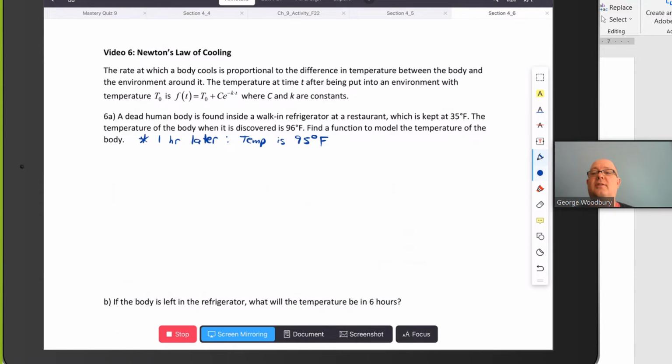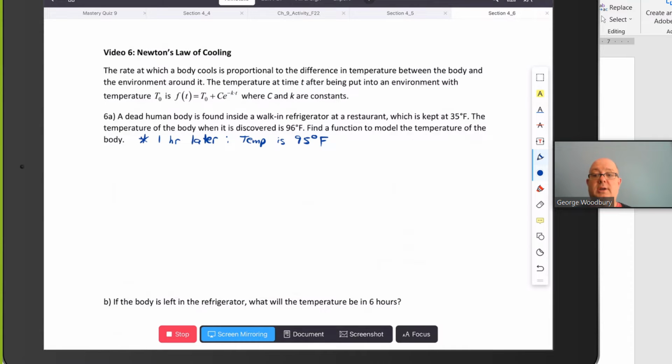Newton's law of cooling says that the rate at which a body cools is proportional to the difference in temperature between the body and the environment around it. That can be a human body, or a bowl of soup, a cup of coffee. It cools down much quicker at the beginning, and then the rate starts to slow as it gets closer to the temperature of the environment around it. So it moves quickly towards it, and then it slows down as it approaches it.